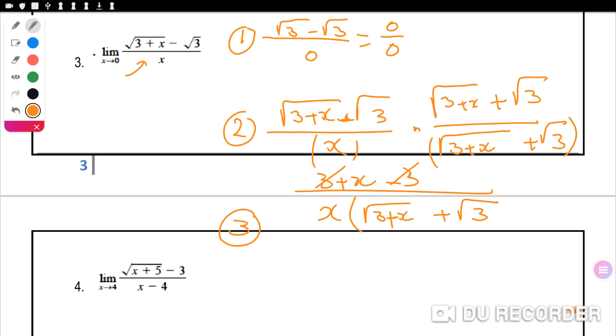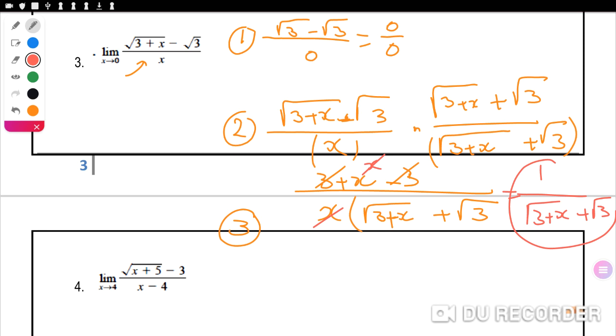Okay? This simplifies. You will get in the numerator x. So the numerator became x. I cancel the new numerator by this numerator. Here it will be 1. Cancel means 1. Don't say 0. Square root 3 plus x plus square root 3. That is the redefined function.